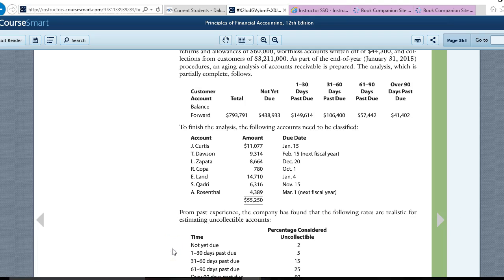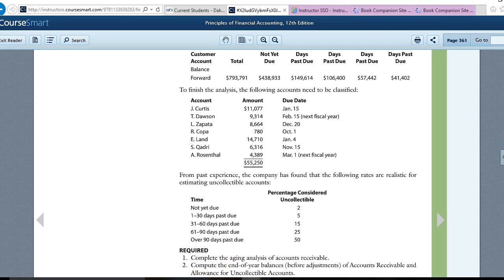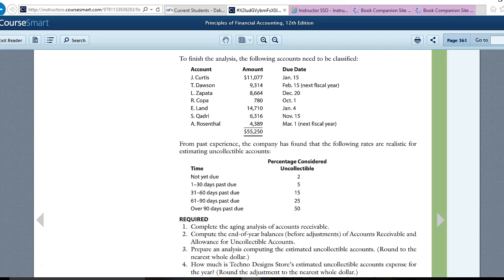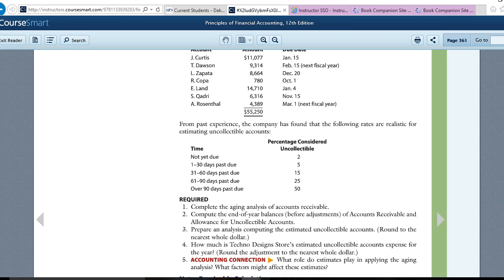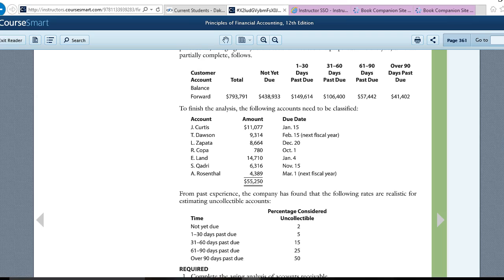Now, the company, from past experience, has found the following rates are realistic for estimating uncollectible accounts. So what we'll need to do is calculate the percentage based on the aging method. Compute the end-of-year balances before any adjustments of accounts receivable and allowance for uncollectible accounts.